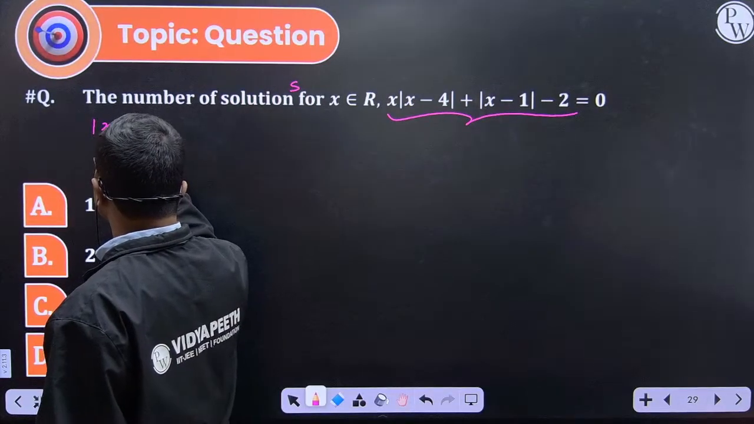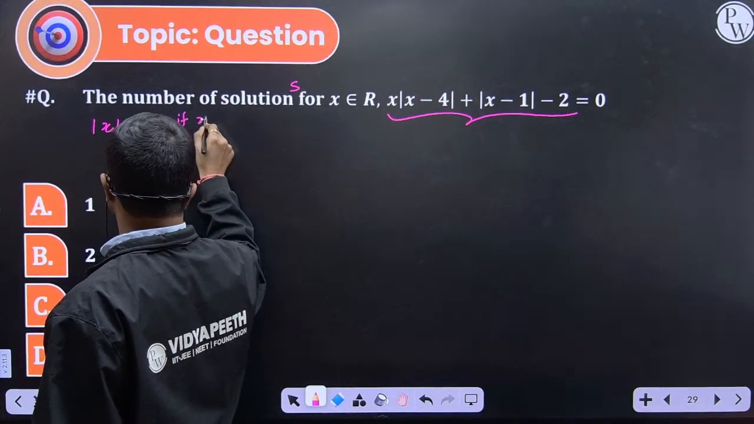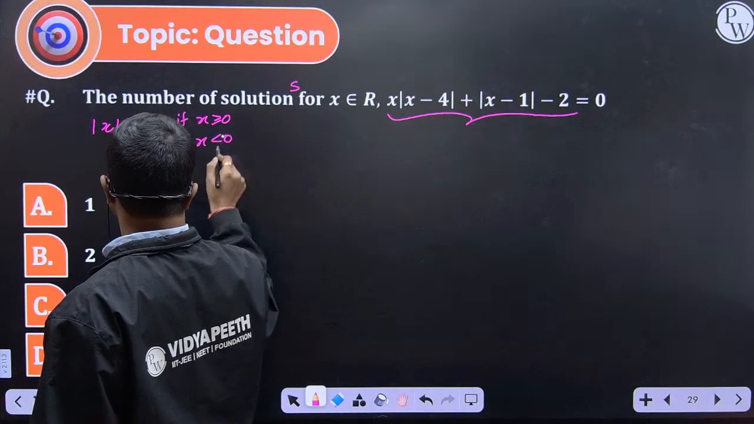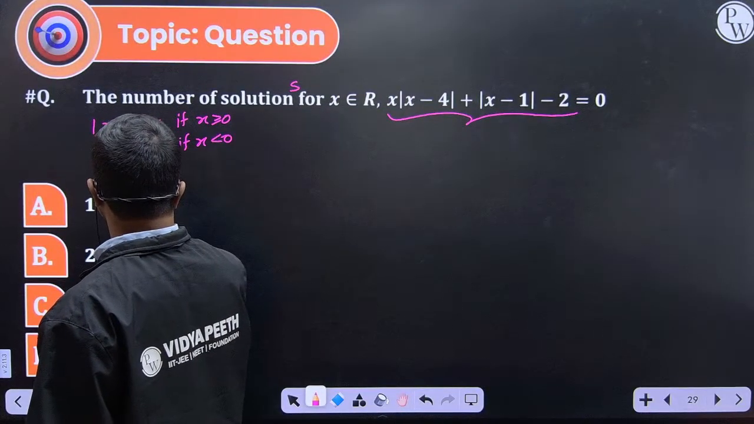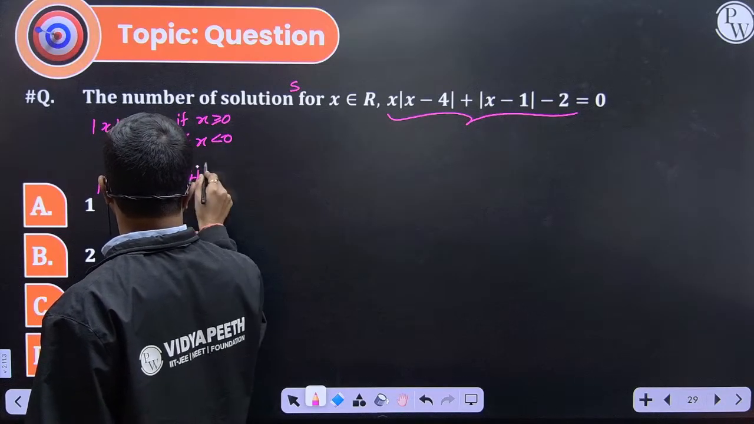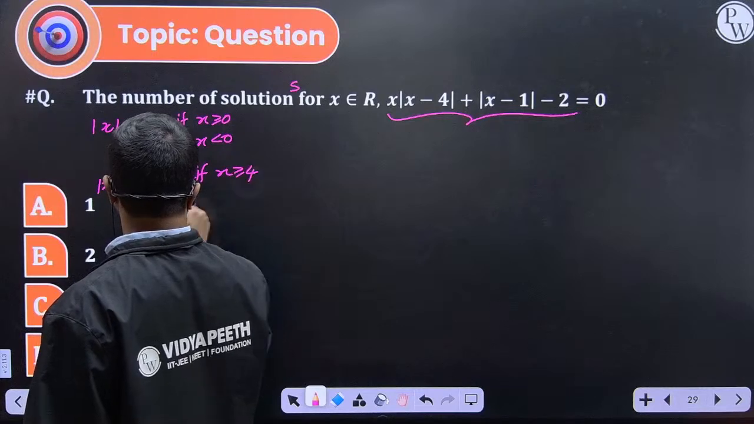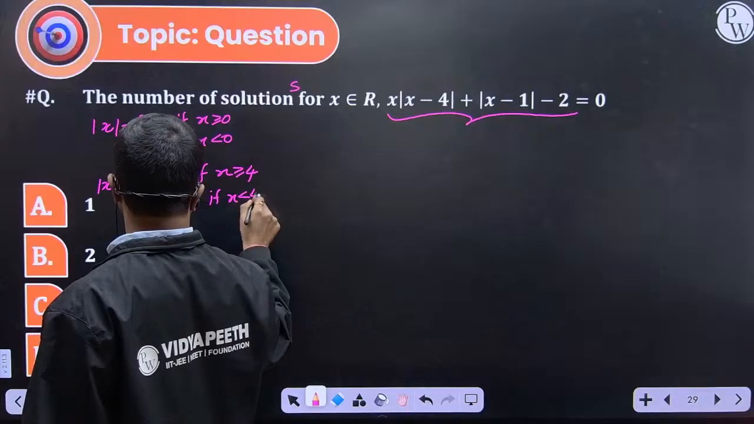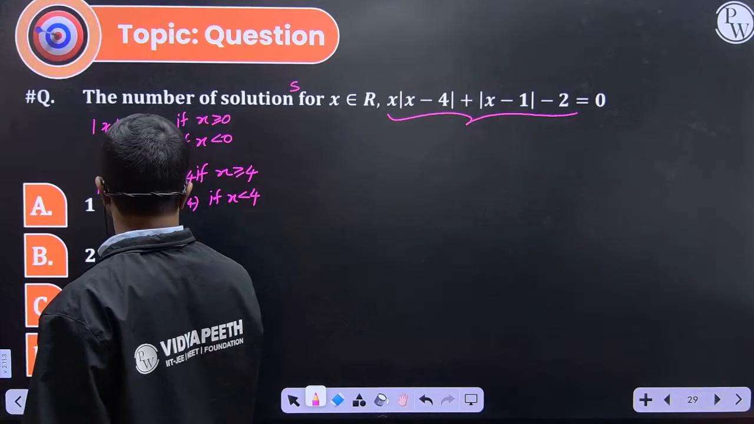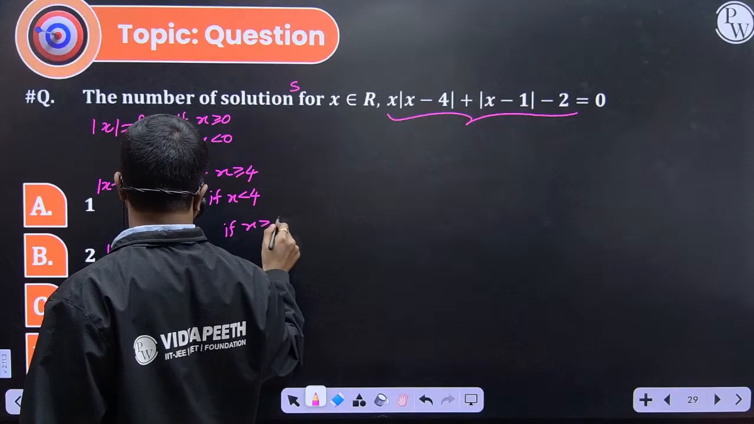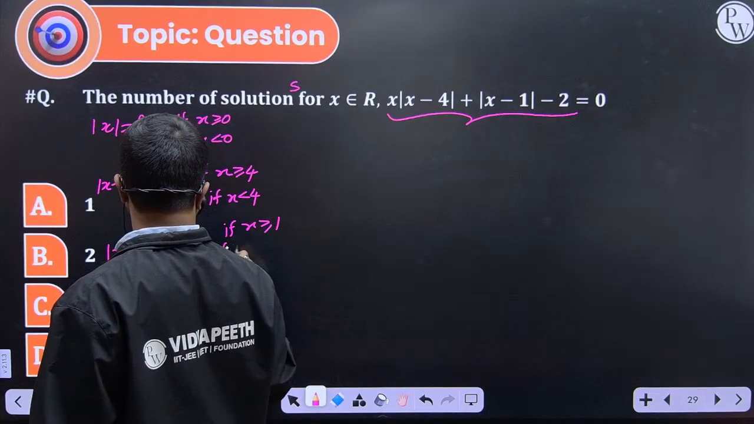Mod x is equal to x if x greater than or equal to 0, minus x if x less than 0. Accordingly, modulus of x minus 4 will be x minus 4 if x greater than or equal to 4, and minus of x minus 4 if x less than 4. Similarly, modulus of x minus 1 will be x minus 1 if x greater than or equal to 1, 1 minus x if x less than 1.